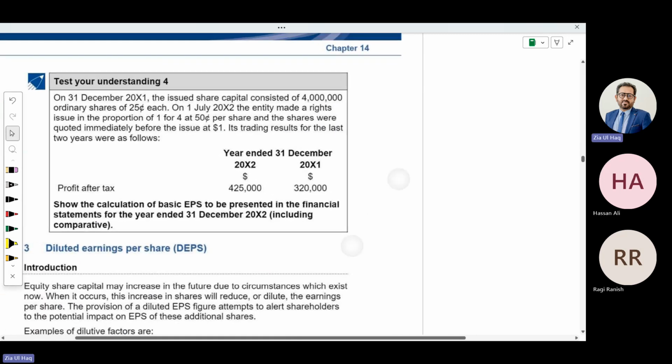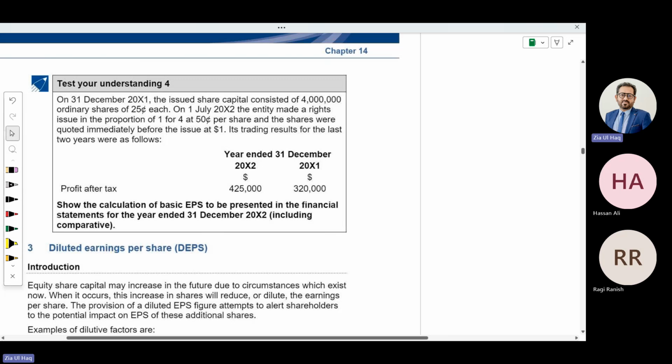Question understanding four. Good luck, everybody. I need the answer for EPS. 31st December 20X2. Even for one as well. First, calculate the theoretical ex-rights price. Find the bonus fraction.